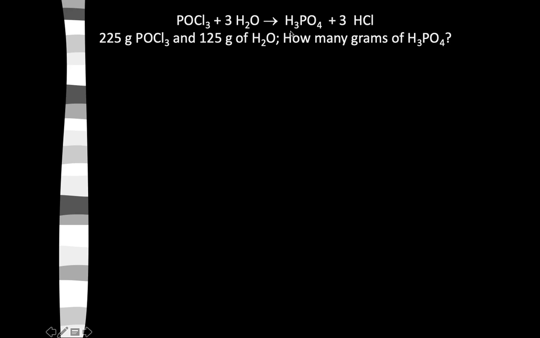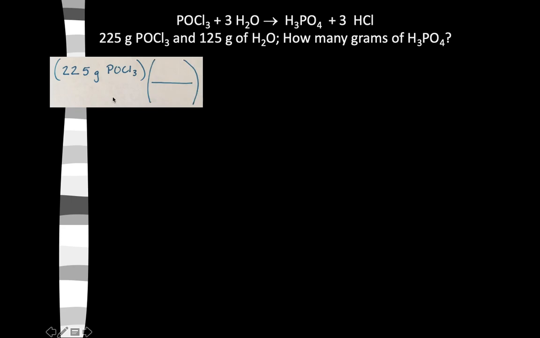Okay, so here were the important pieces of information: balanced equation, the two givens, and the question, how many grams of H3PO4? So what we're going to do is a stoic problem from grams of POCl3 to grams of H3PO4. And then we're going to do another stoic problem starting with grams of water to grams of H3PO4. So start with a given. I'm just going to go in order. Let's start with 225 grams of POCl3. I'm trying to get to grams of H3PO4.